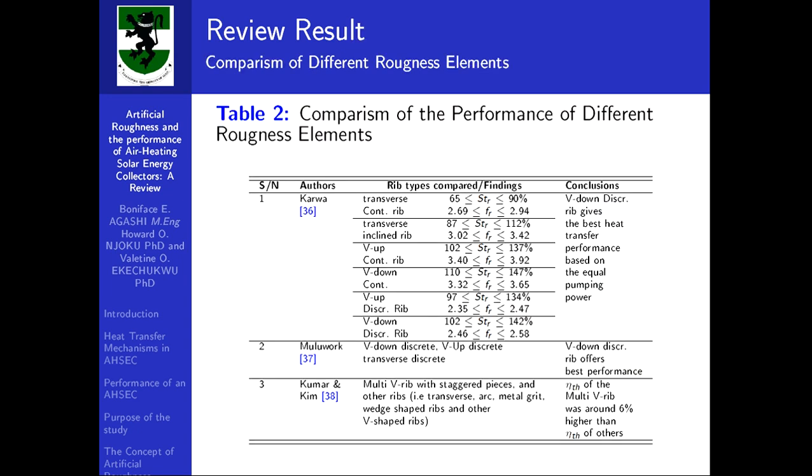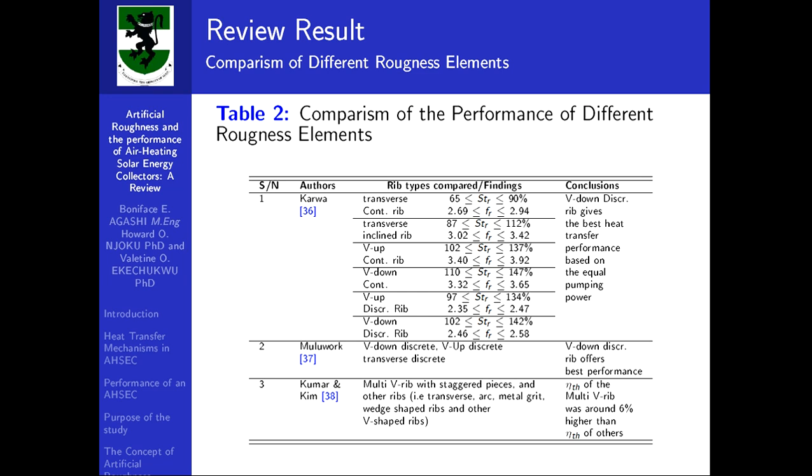Comparison of different roughness elements. Kawa compared the performance of transverse continuous ribs, transverse inclined rib, V-up continuous rib, V-down continuous rib, V-up discrete rib, V-down discrete rib. He found that V-down discrete rib offered the best heat transfer performance based on equal pumping power. Mullenweg compared V-discrete rib, V-up discrete rib, and transverse discrete rib. He found that V-down discrete rib offered the best heat transfer performance.